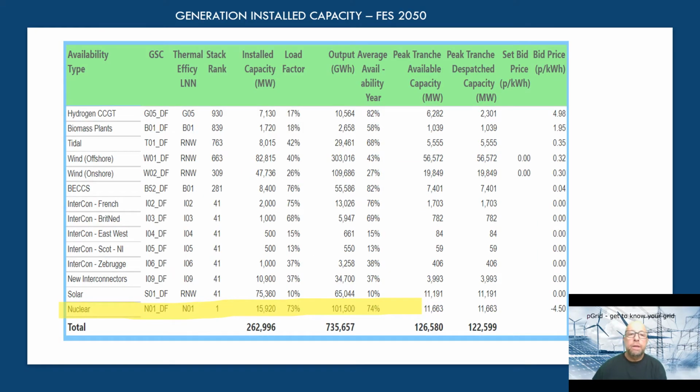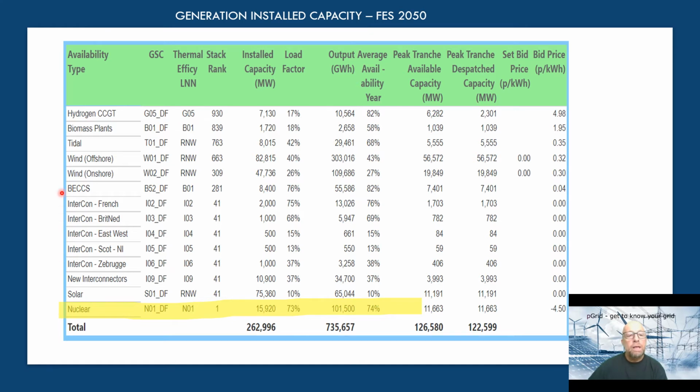So alongside the demand assumption we've taken from Fez, we need their generation assumption, their installed capacity. And this is what we have in this chart. This is all the capacity that they've assumed in their system. And here is our nuclear power station that we're taking a look at. They told us that there was nearly 16 gigawatts of nuclear available, and that it was going to run at around 101, 102 terawatt hours. And we worked out that that was an availability of 74%.